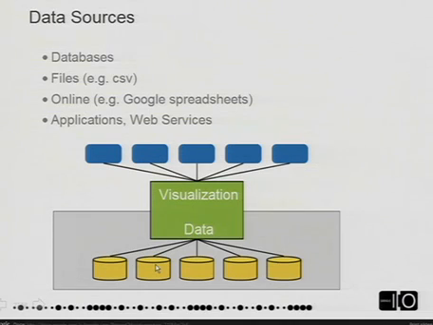So typical data sources can be databases. It can be files like CSV files. It can be online applications like Google Spreadsheets, web services. There is a lot of data out there. And we're trying to create a single API to get all that data into visualizations. Currently, we support only Google Spreadsheets. That was already launched about 3 months ago.